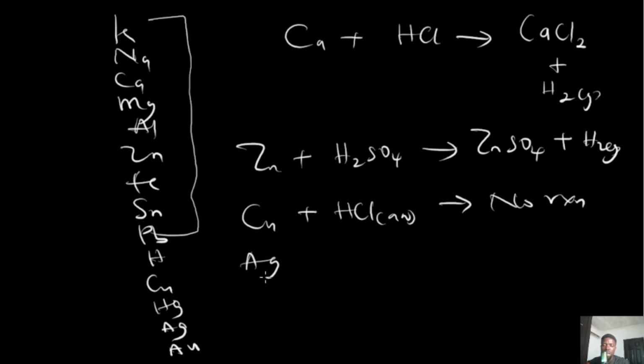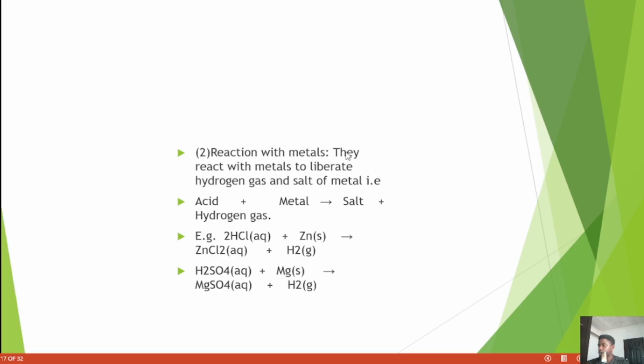If I have silver reacting with sulfuric acid, what I'm going to have here is no reaction. So just have that in mind. Now, when you are considering your acid reaction with metals, the metals that displace hydrogen from acids to form hydrogen gas are metals that are above hydrogen in the activity series.